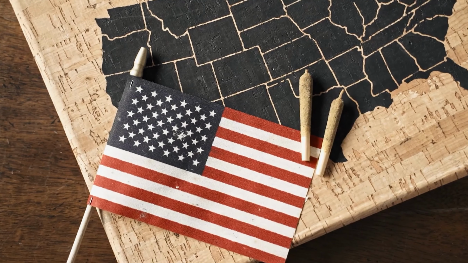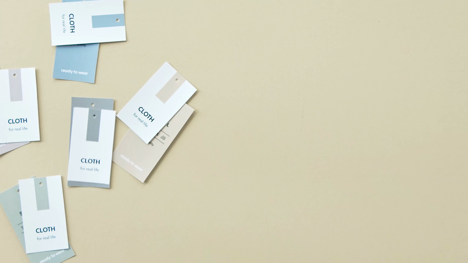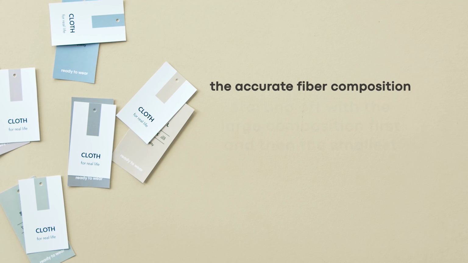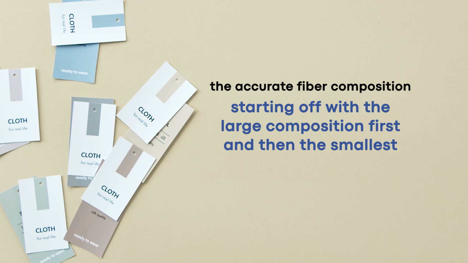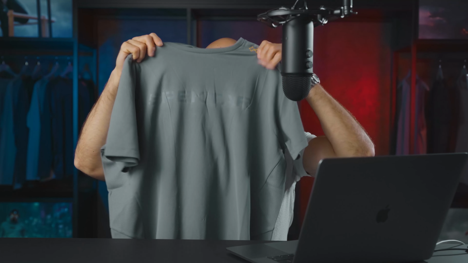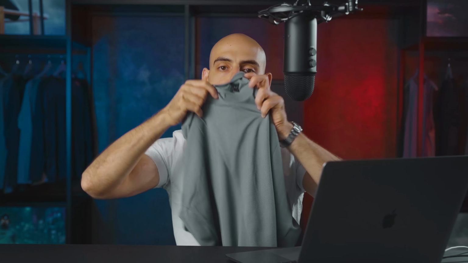If you're importing into the US, what do you need to show? Well, you need to follow FTC guidelines, and what FTC guidelines specify is that you should have the accurate fiber composition, starting off with the largest composition first and then the smallest. Say we have the main body fabric on the front, and then we have the mesh fabric on the back. I do need to specify both of the compositions. I have to specify 88% nylon, 12% spandex. This is the main body fabric. And then for the mesh fabric, it's going to be 85% polyester, 15% spandex. And that's the mesh part of the fabric.